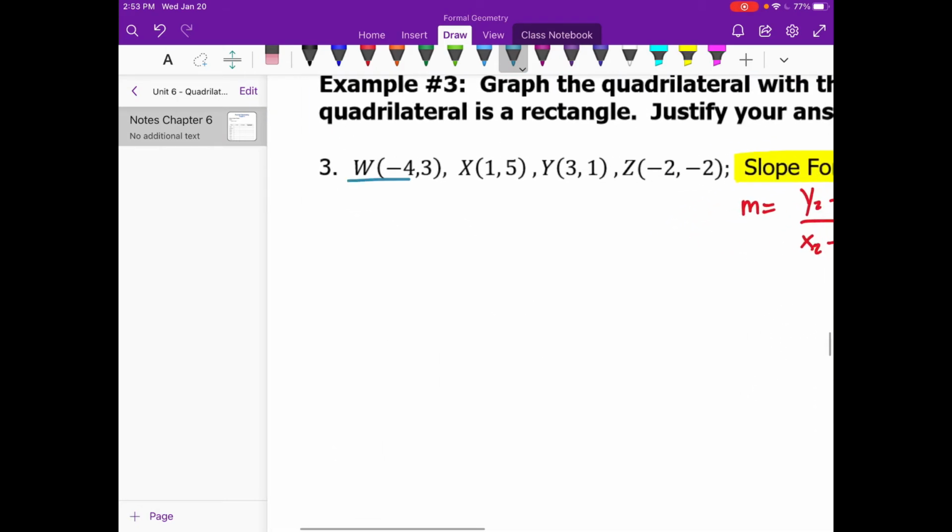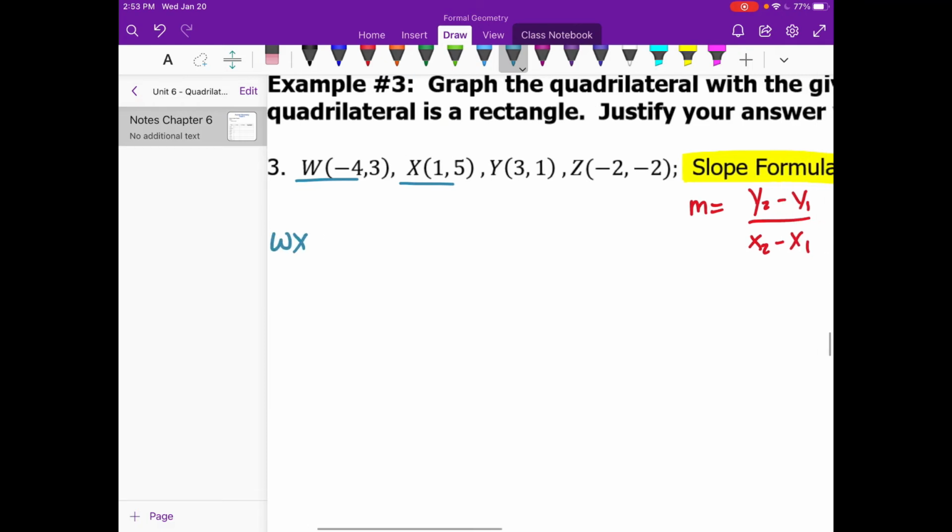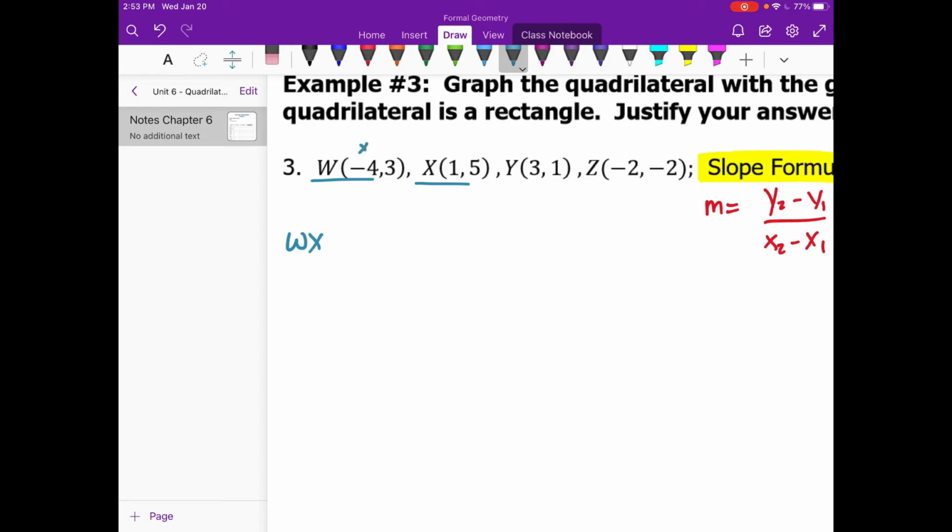I'm going to choose W and X, and I'm going to find the slope between those two using my slope formula. I'm going to call this one X1 and Y1, and this one X2 and Y2. Plug those right into my formula. Y2 is 5 minus Y1, which is 3, over X2, which is 1, minus X1, which is -4. So 5 minus 3 is 2, over 1 minus -4, which is 5. So that's the slope between WX.